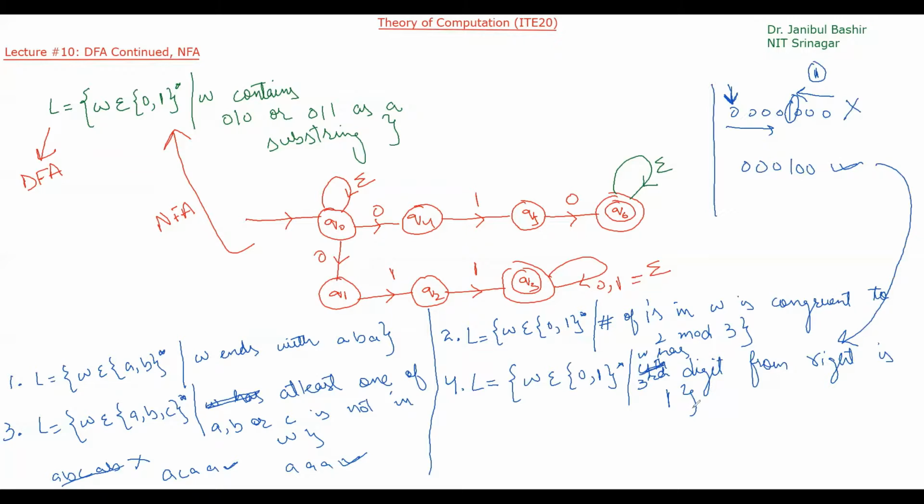So design an NFA for this. You should design an NFA and also design a DFA. You will see how complex the DFA is, but how simple the NFA is. So these are the 4 problems that you should try out on your own. Let me write another problem here: L is equal to W belongs to {0, 1} star, such that W has the third digit from left, not from right as in the previous question, equal to 1.